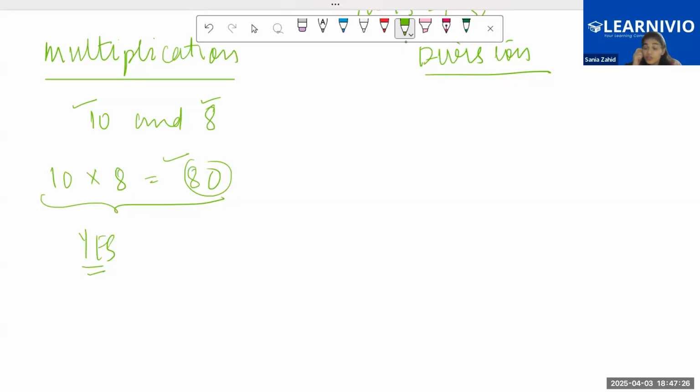Now talking about division, do you think that division is going to follow the closure property? No, ma'am. Why no? Because sometimes it can be decimals also. Sometimes it can give you decimal answers also. It's not always true. It can be true, it cannot be true.